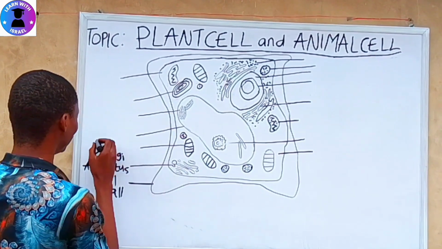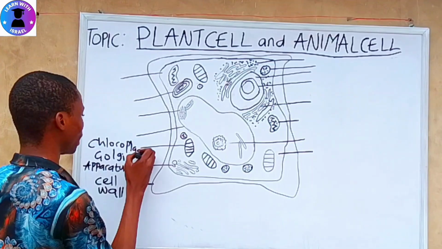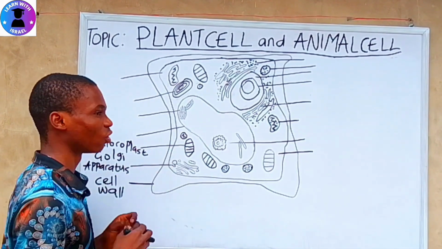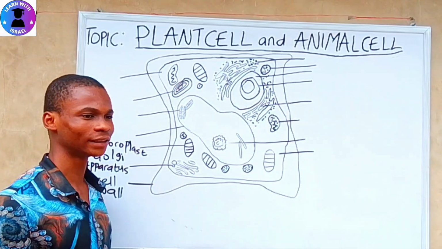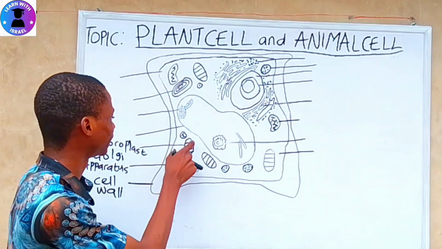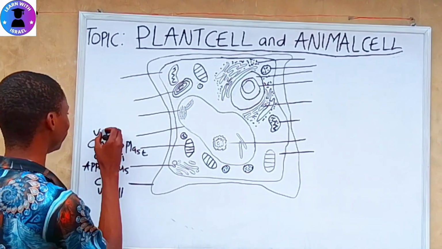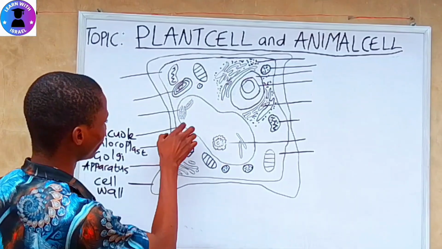The next one is the chloroplast. This is the chloroplast, guys. Chloroplast is an organelle that is responsible for photosynthesis and is found in plant cells, as you can see right here. The next one is the vacuole. This is the vacuole, guys.